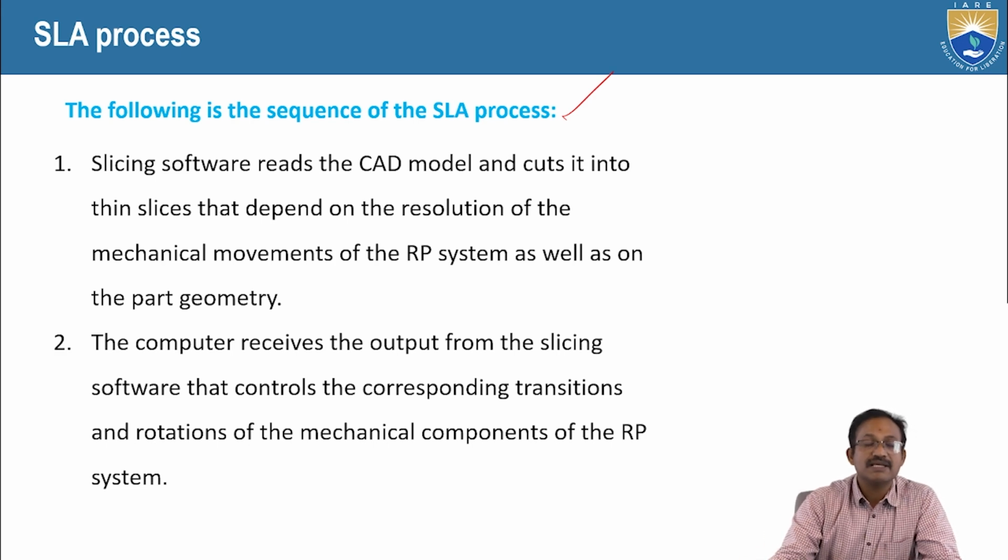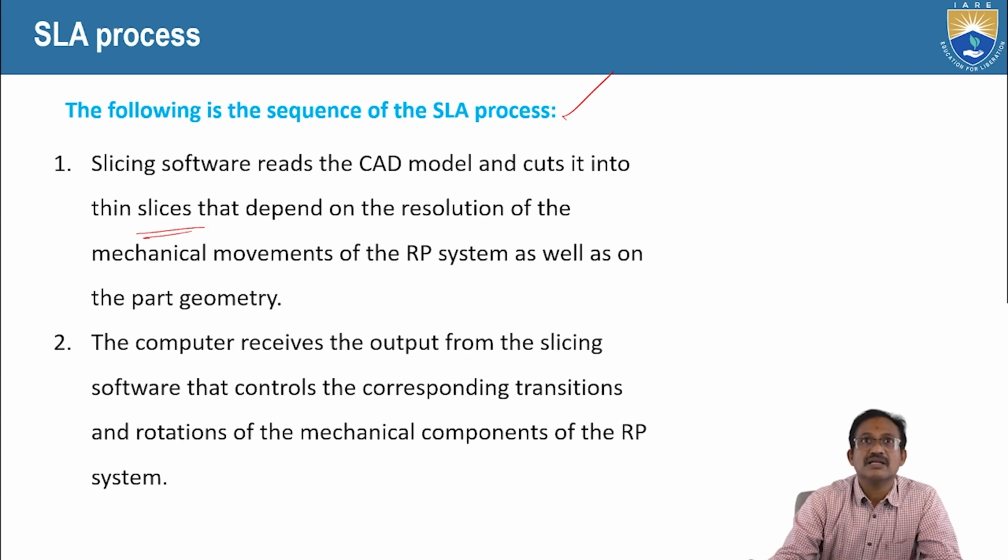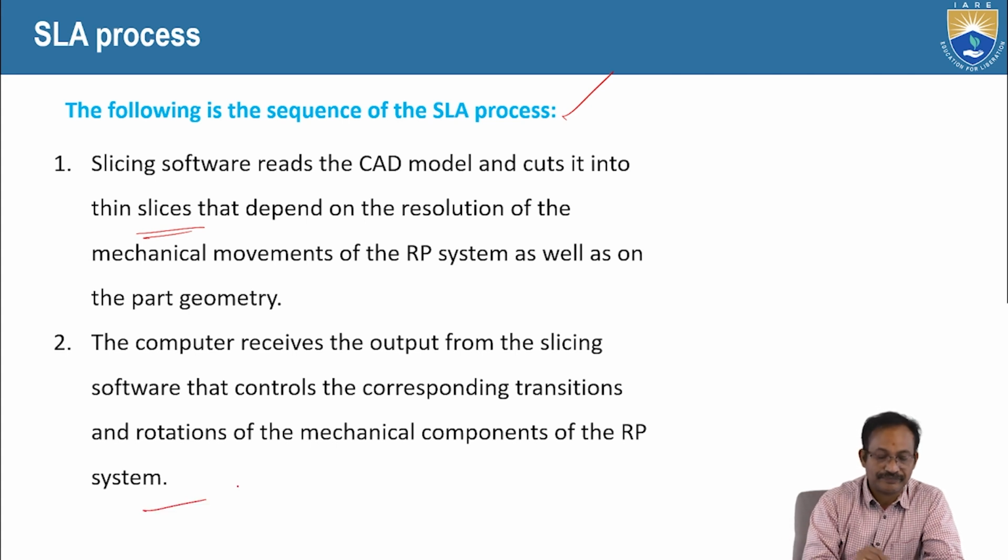The first one, slicing software reads the CAD model and cuts it into thin slices that depend on the resolution of the mechanical movement of the RP system as well as on the part geometry. So first one is slicing. Second one, the computer receives the output from the slicing software that controls the corresponding translations and rotations of the mechanical components of the RP system.